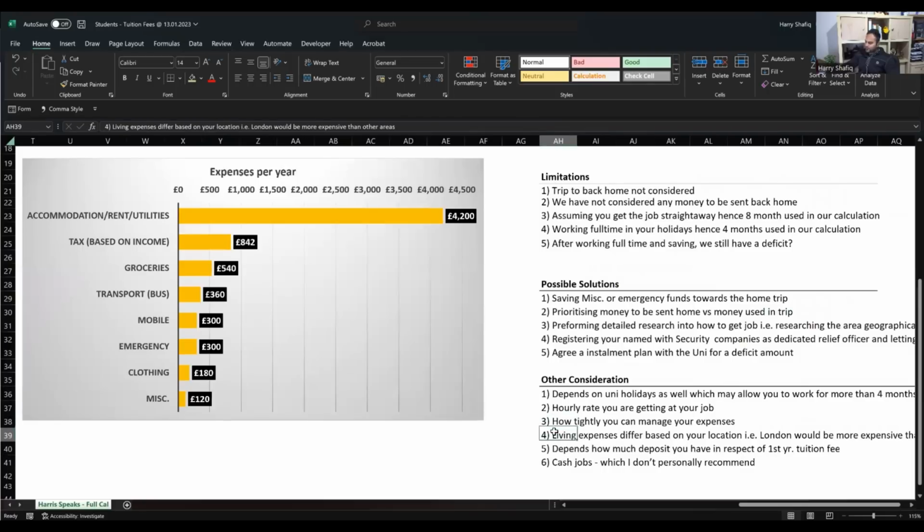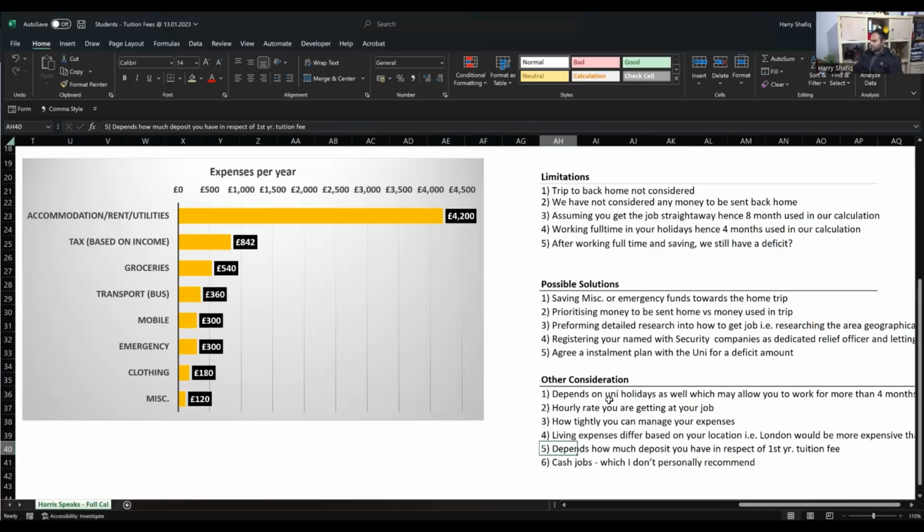And the fourth one is living expenses differ based on your location. Obviously, if you're living in London, that would be more expensive. It depends how much deposit you have paid in respect to the first year. That plays a huge role, because if you have only paid 65% or 70% minimum, then the remaining installments would be looming over your head.